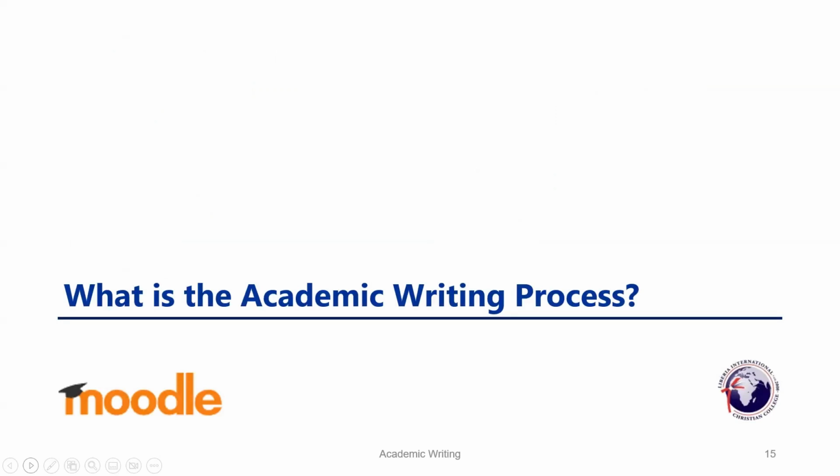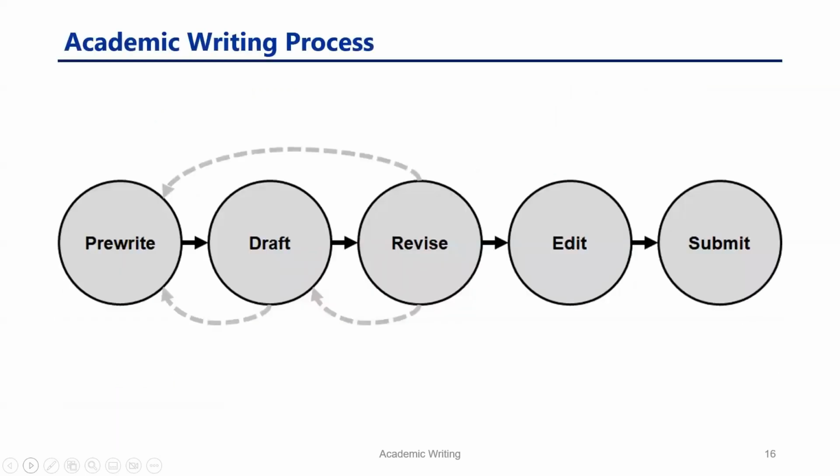Next, let's look at the academic writing process. There is a 5-stage process we can follow to do academic writing. And we are going to use this process all throughout this course. The 5 stages are pre-write, draft, revise, edit, and submit.